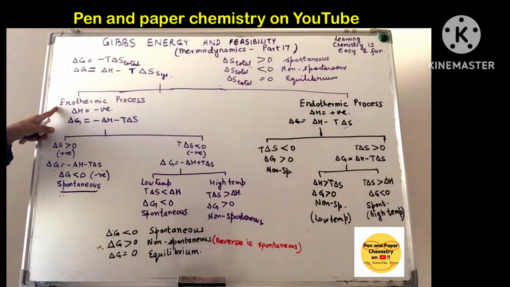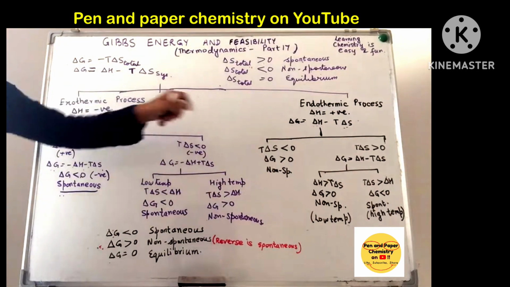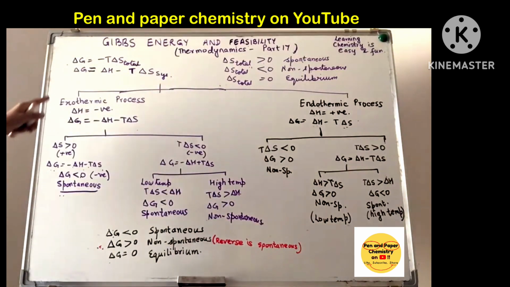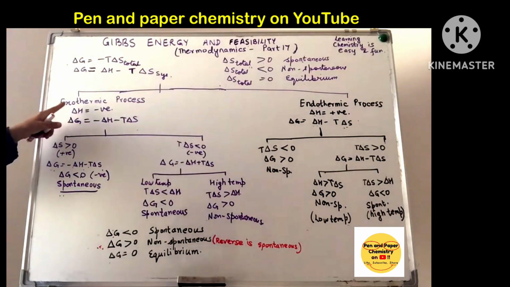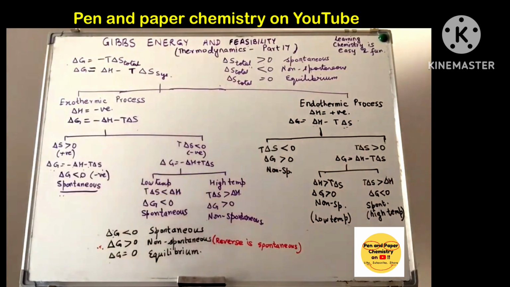Now, let us see how the value of delta G changes under different processes, under different conditions. I have taken two examples over here, exothermic process and endothermic process. Exothermic process, that means delta H is negative. Endothermic process, delta H is positive. Now let's try and understand each one of these one by one.